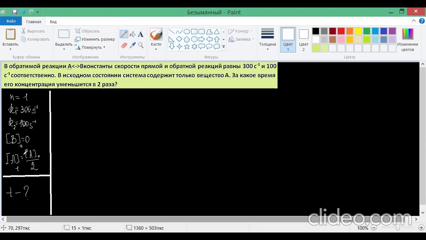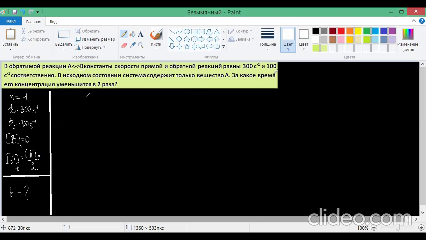Okay. Also, the problem says that the initial concentration of a product, and again, product is B, the initial concentration of the product of this reaction in the very beginning is 0. And we are supposed to calculate the time when the concentration of the reagent A falls twice. In other words, when the concentration is equal to a half of its initial concentration. So that's it.